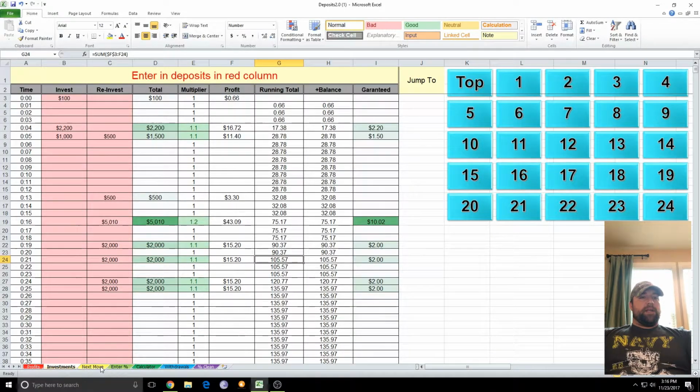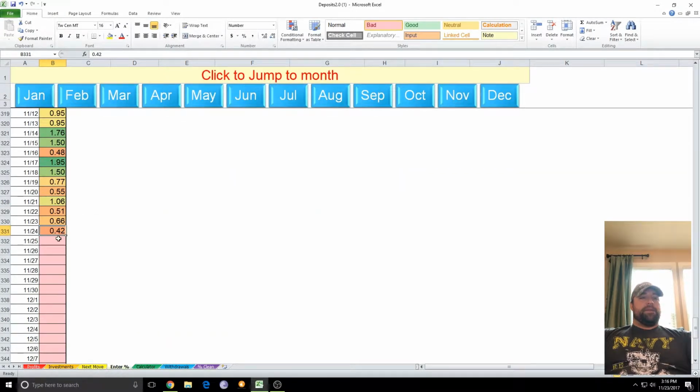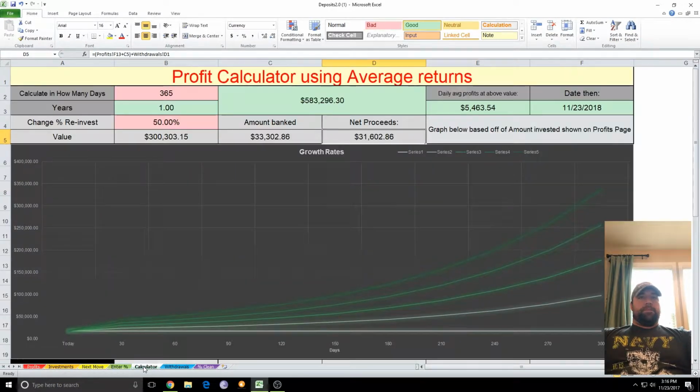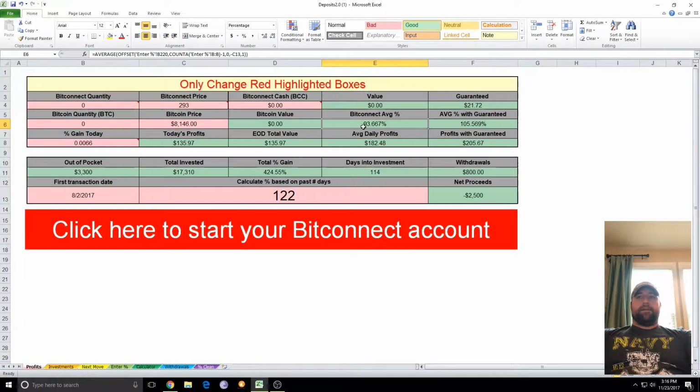All right, moving on to the enter percentage. Every day you just enter the percentage in. This will go into the calculations, which go into the profits page calculator. Love it. So this is based off this percentage right here. I didn't use this one because I want to be more conservative on my estimates.